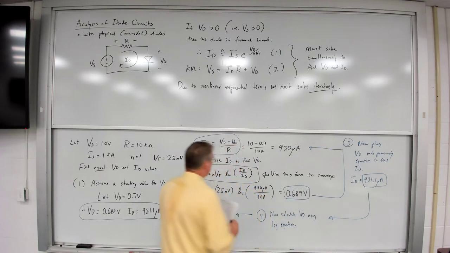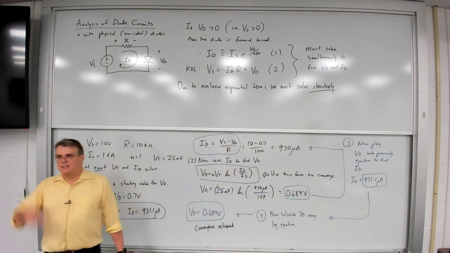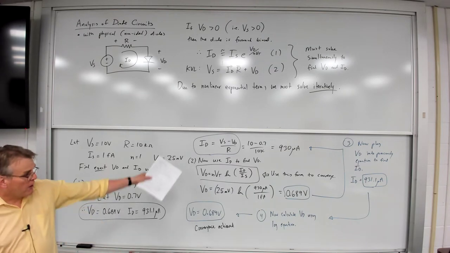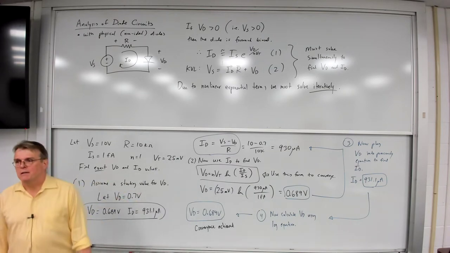And you will know you're in trouble if you use the exponential term, because the numbers get bigger and bigger every cycle. It blows up. But if you use the log form, then it quickly converges.